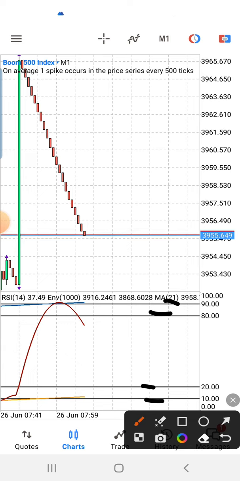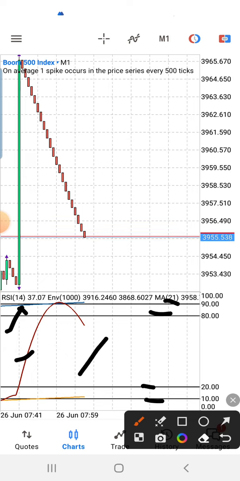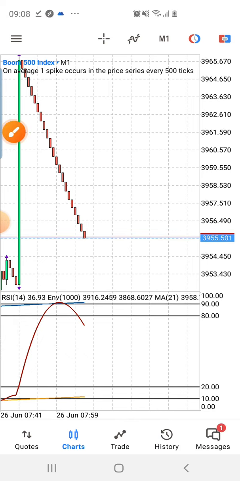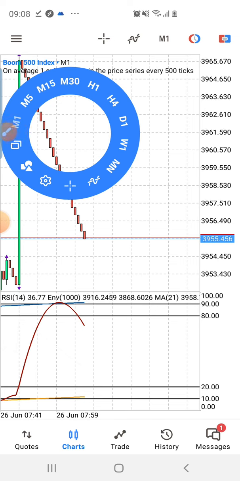Okay, so if you look, I also have something like ox blood, or I don't know the color right there, that is my moving average. Then I have a blue line up here, that's my envelopes, and the envelopes also is the orange line down here. I'm still going to share the settings with you guys.